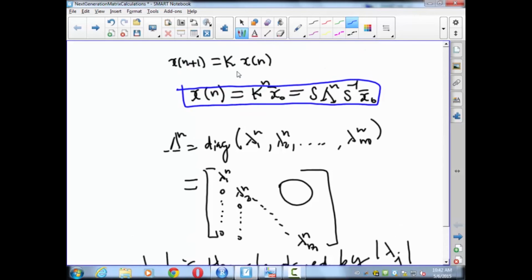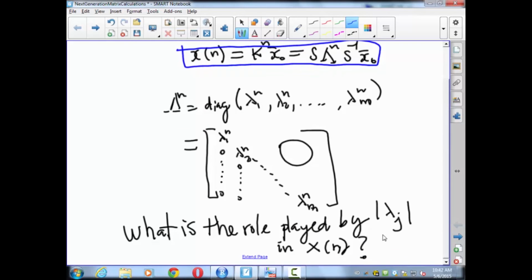Here the process is the process of infection. The behavior of this solution is influenced by the nth powers of the eigenvalue matrix. So we're wondering, if we know information on the modulus of every eigenvalue, lambda j, where j goes from 1 through m, what is the role played by the modulus of the eigenvalue on the solution of that matrix model?